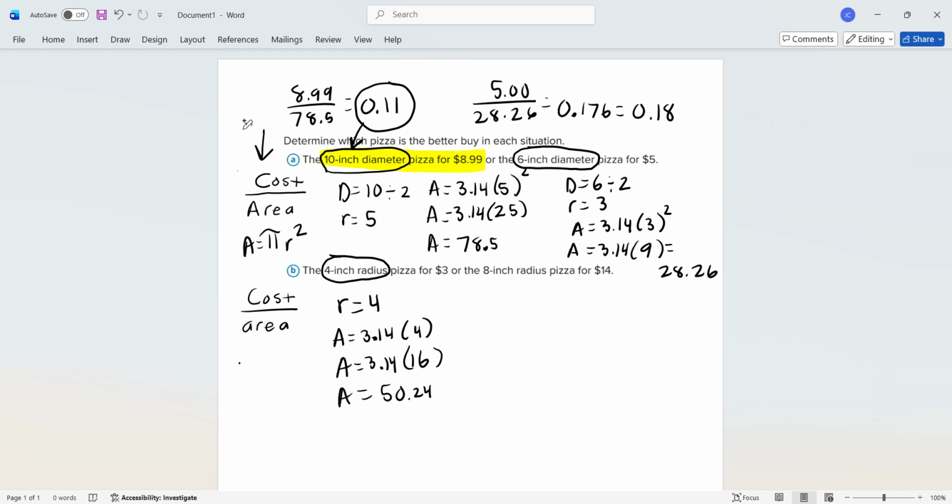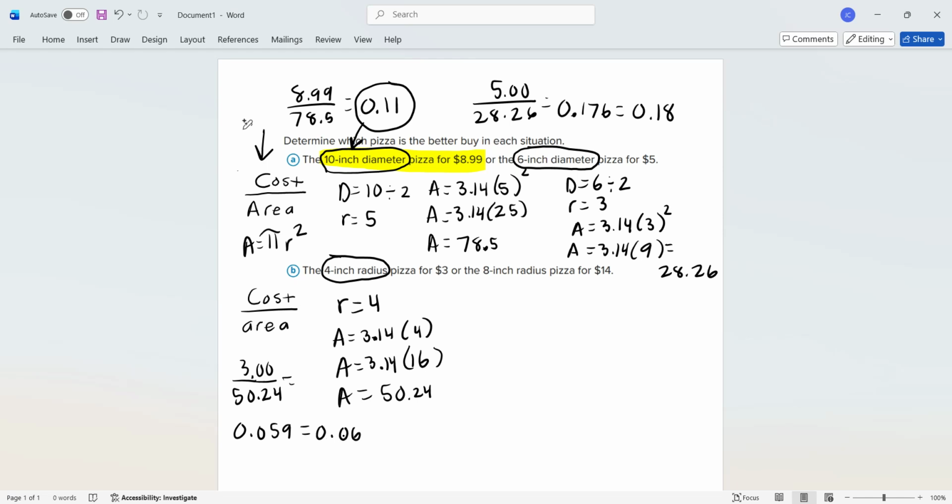So we have a cost of $3, and I'm going to divide it by 50.24. So $3 divided by 50.24, and we end up getting 0.059. And if I round that to the nearest hundredth, I get 0.06.